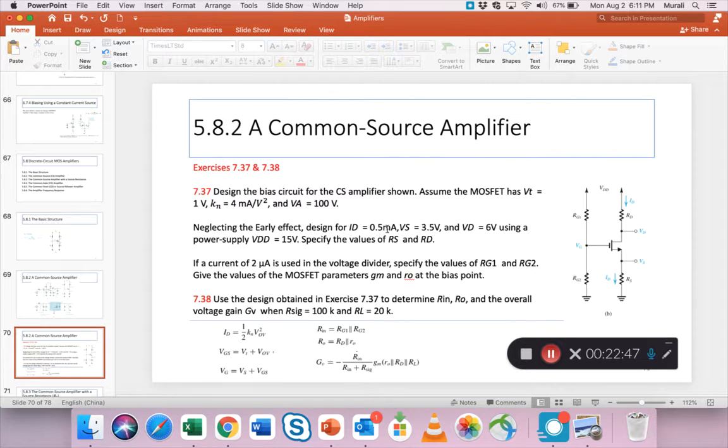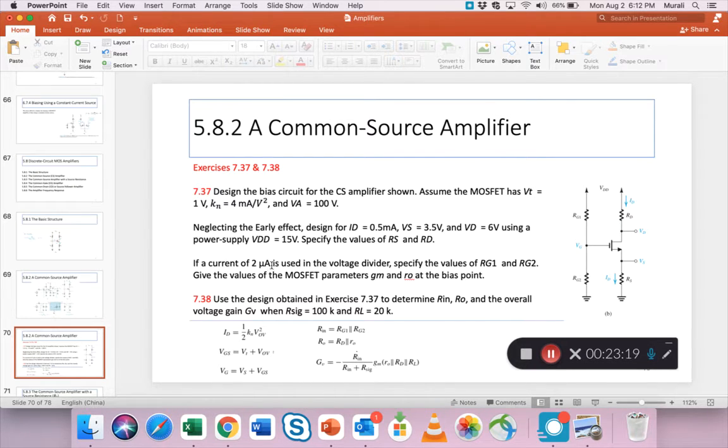Given a certain value of ID, Vs and Vd are also given, which is the voltage here. So a lot of information has been given, so that makes it a bit easier. Vt is given, Kn is given, Va is given, ID is given. So more information than required, I guess. Find the values of Rs and Rd, which also means you have to find these values.